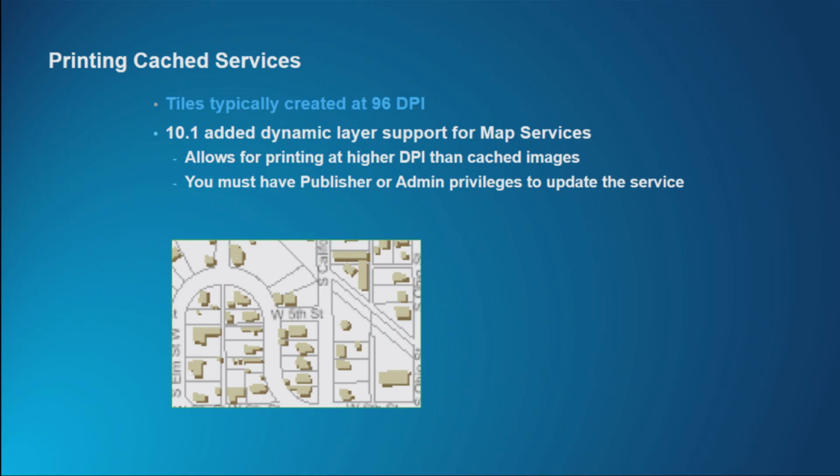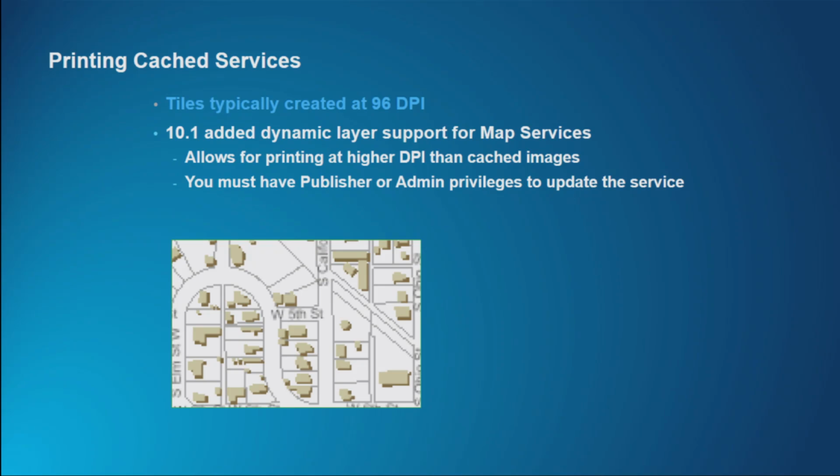Now, one of the cases that commonly comes up is people are caching services a lot these days with raster tile caches. And those tiles are typically created at 96 DPI. And if you want to do a high quality output, you're going to get 96 DPI tiles in your print. It's not going to look that great.